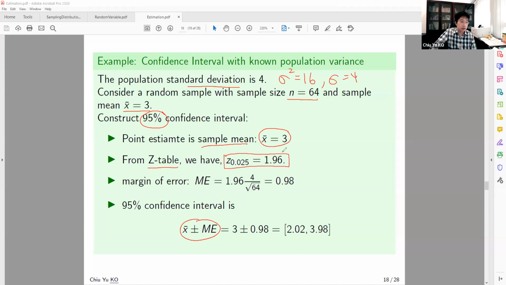We will do this shortly in Excel. So ME is z alpha over 2, which is 1.96, times sigma over root n, which gives us 0.98. So it's 3 plus or minus 0.98, which gives you these two numbers. As we said, we'll show you how we get this z value. So let's set up the Excel.